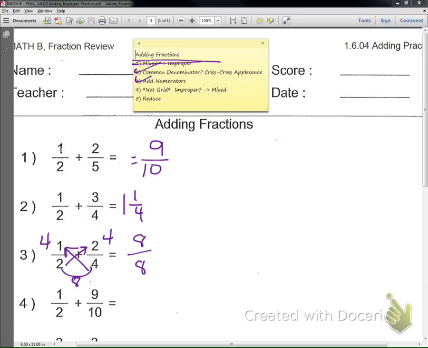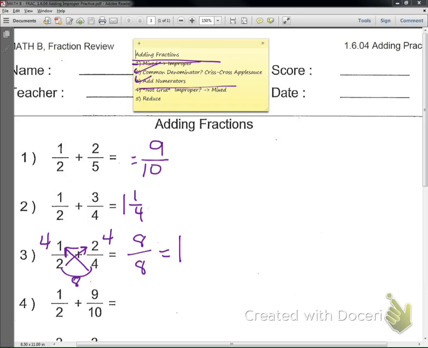Do we have an improper fraction? No, we do not. But do you notice something else you see here? We have 8 over 8. What did we say about any fraction whose numerator and denominator are the same? They always reduce to 1. And that's your answer, just 1.